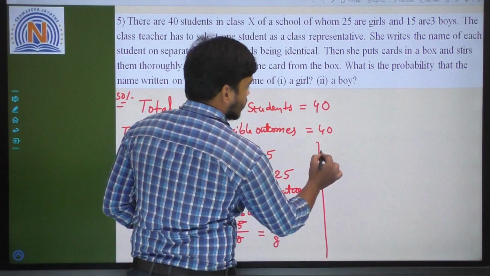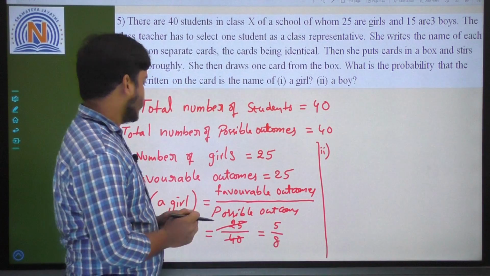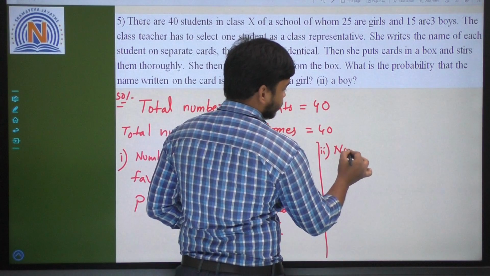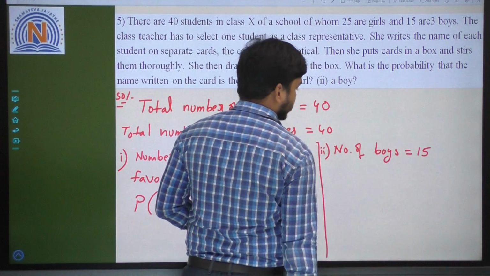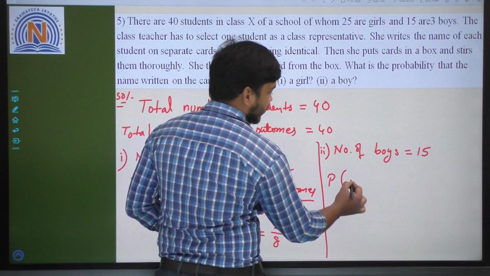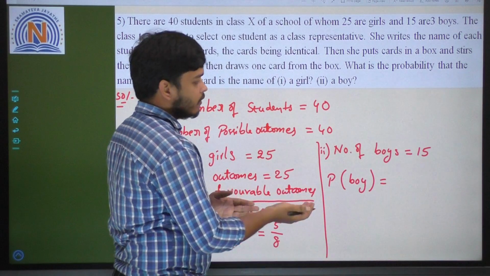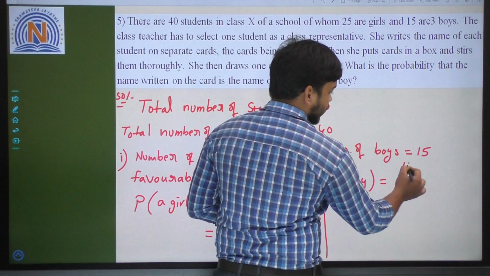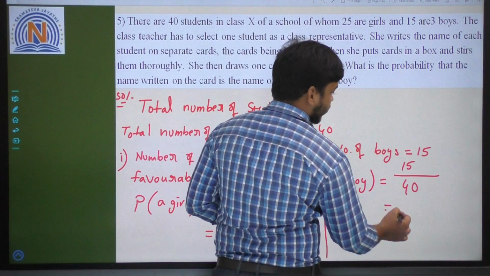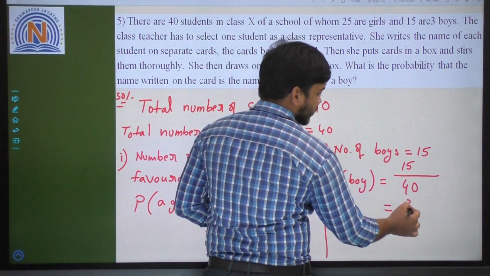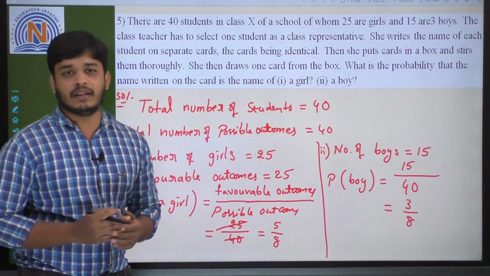Now the second one is, you need to calculate the probability of getting a boy name on the card, right? So here number of boys, how many are there? 15 members are there. So we need to calculate a probability of a boy, which is equals to, so how many favorable outcomes are there? 15 members, that is 15 favorable outcomes by total possible outcomes is 40. So 15 by 40, 5 3s and 5 8s. So 3 by 8 is the probability of getting a boy name.